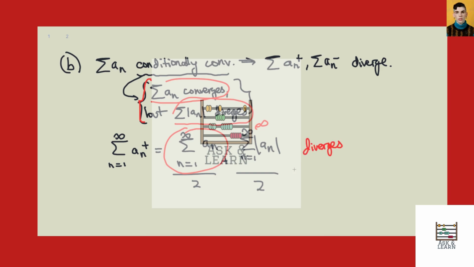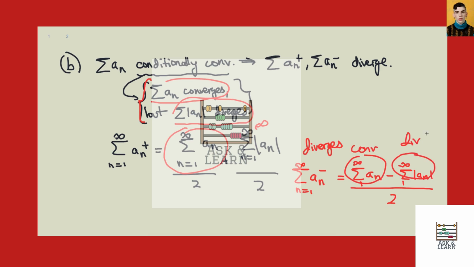And similarly, if you do the one with the minus sign, this time you'll have a real number minus infinity, so this one will also diverge. Let's go ahead and pull out the 2, n from 1 to infinity. So this converges, but then this one diverges to infinity. So you have a real number minus infinity, that'll be minus infinity, so this sum also diverges. And that resolves part B.